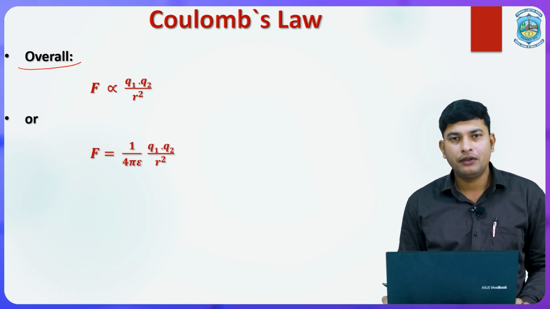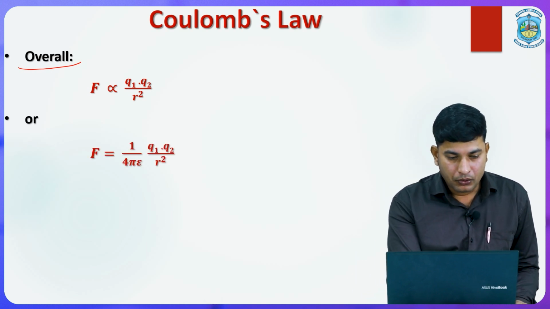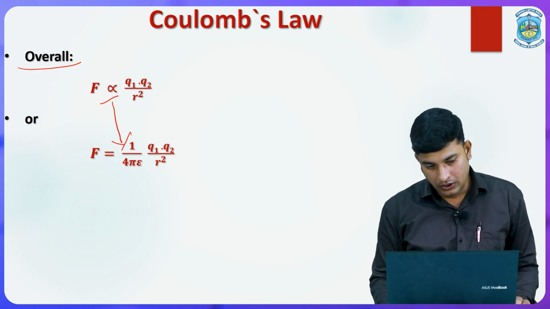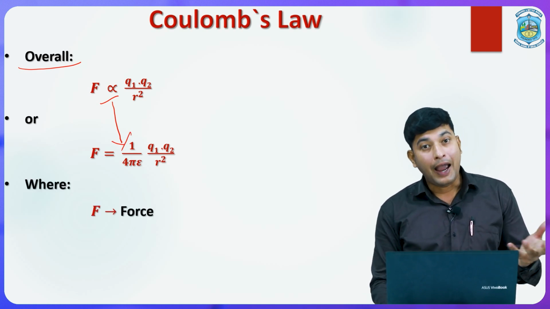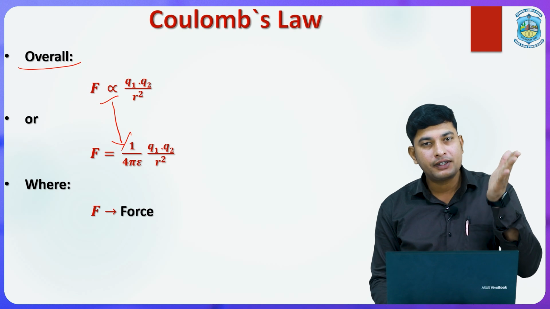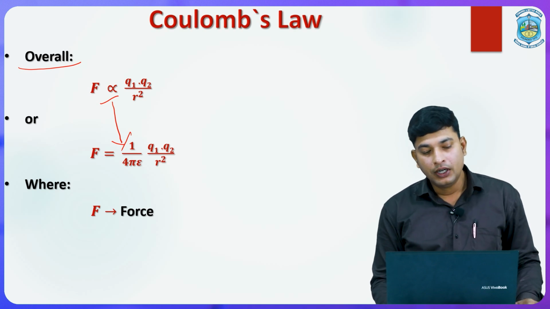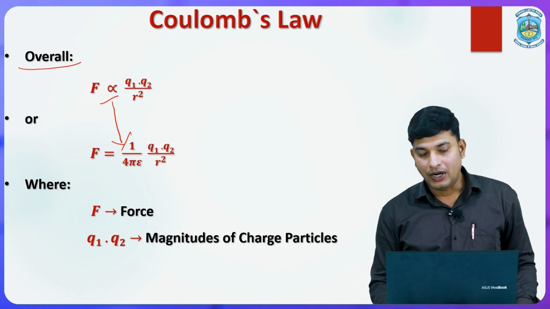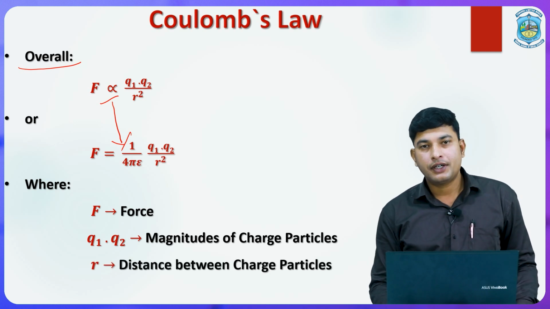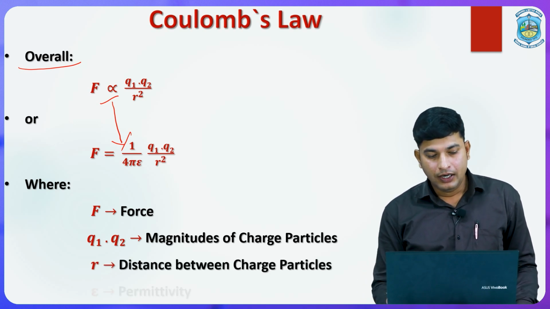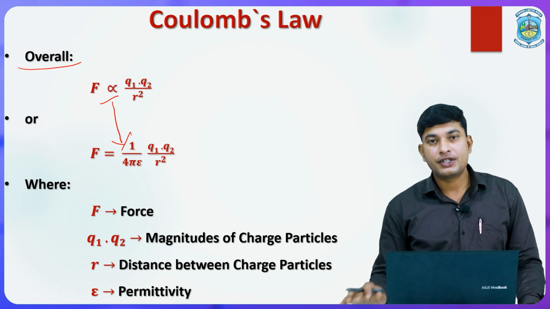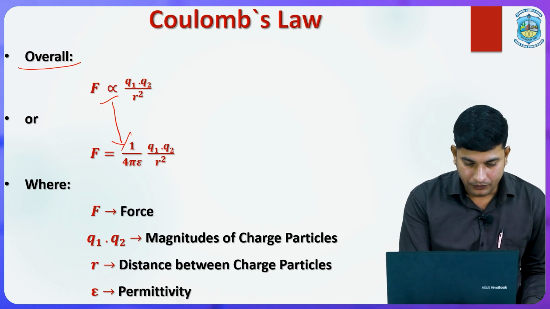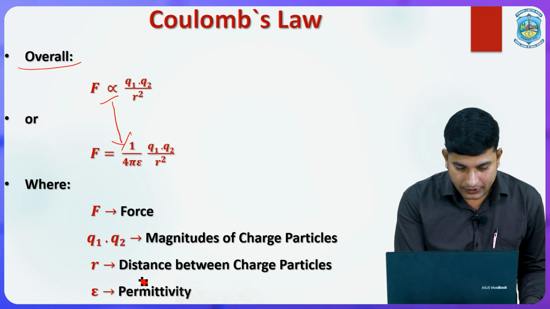Followed by this, if we want to remove the directly proportional sign, it will come as 1 upon 4 pi epsilon. As the symbols say, F is the force, whether the attraction force or the repulsion force. Also Q1 and Q2 are the magnitudes or values of the charged particles, r is the distance between the charged particles, and the last, important one which we have not discussed yet is the permittivity. Let me give an example regarding this permittivity.